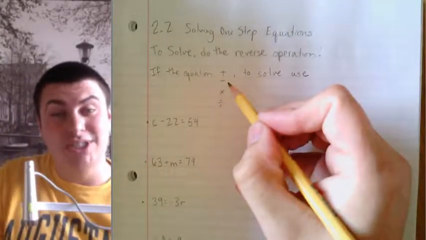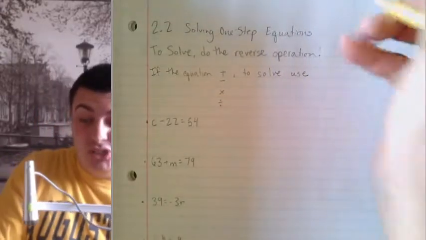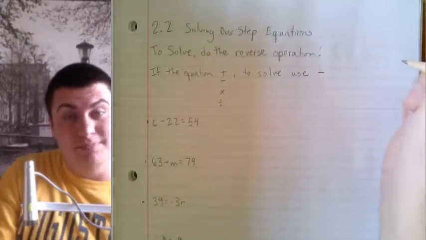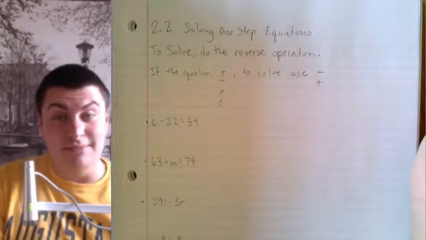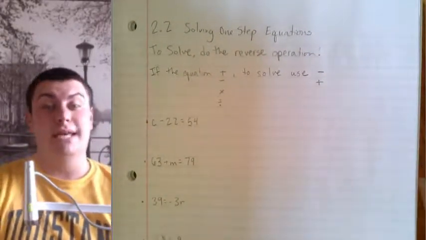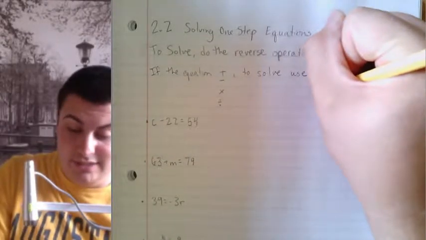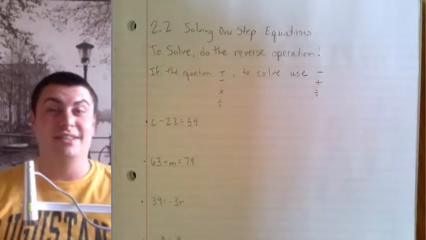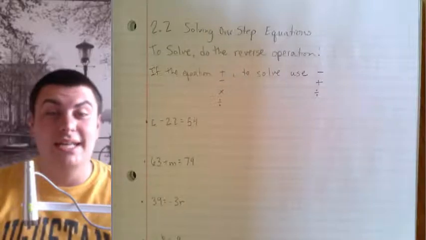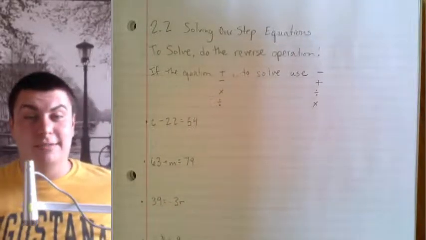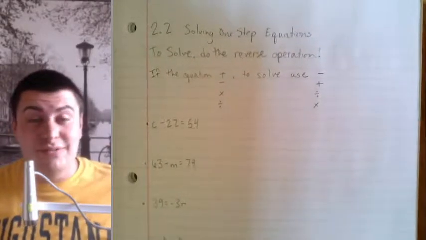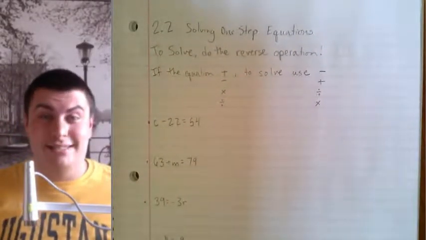If the equation has addition, to solve, we're going to use subtraction. If the equation has subtraction, we're going to use addition. If the equation has multiplication, we are going to use division. We're going to do the opposite of the operation. And if it has division, we are going to use multiplication. Hopefully this is a review. If you do have any questions on any of this, please do not hesitate to raise your hand and ask during class.